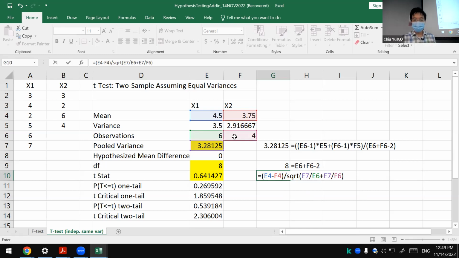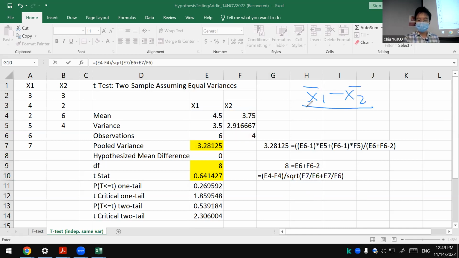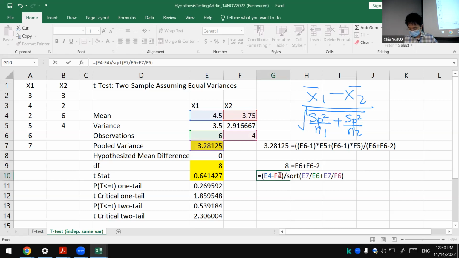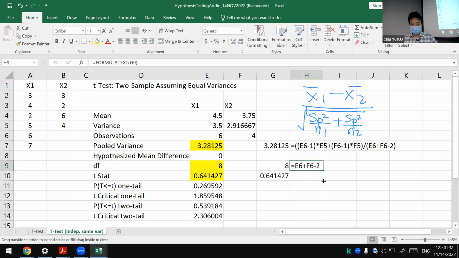Just to remind you why this is right, the formula there is x1 bar minus x2 bar over the square root of sp square over n1 plus sp square over n2. That's why we have a fraction and the square root of that thing. So that's how we arrived at the equation. I hope that is okay.